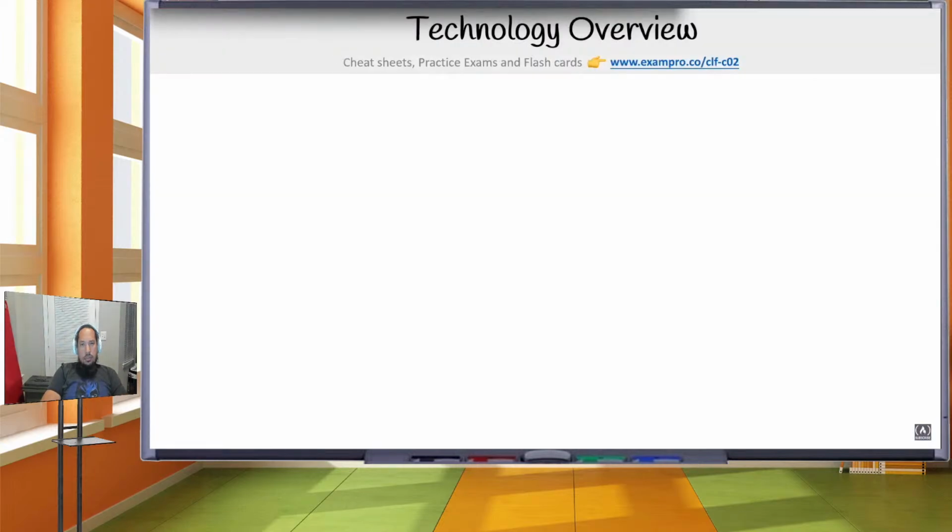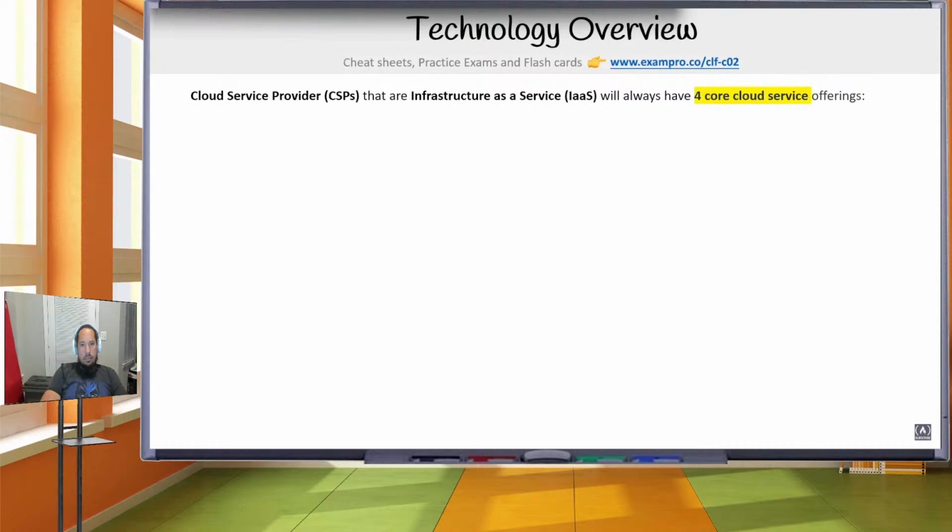So AWS has a lot of different cloud services, and I just want to go quickly over the types of categories that we can encounter here and just mention the four core. Any CSP that has IaaS will always have these four core service offerings.